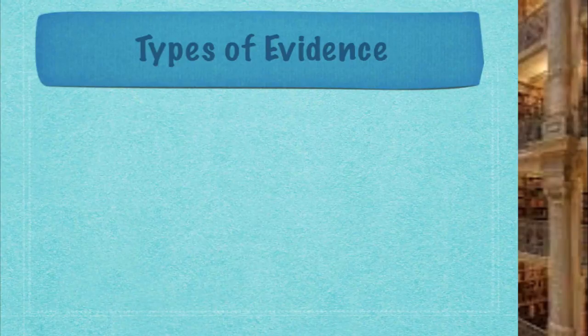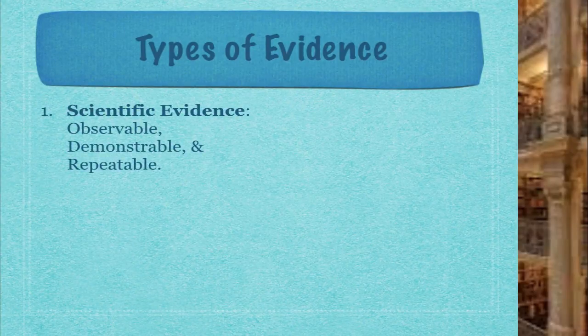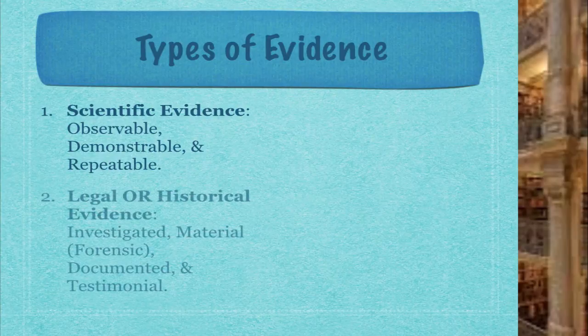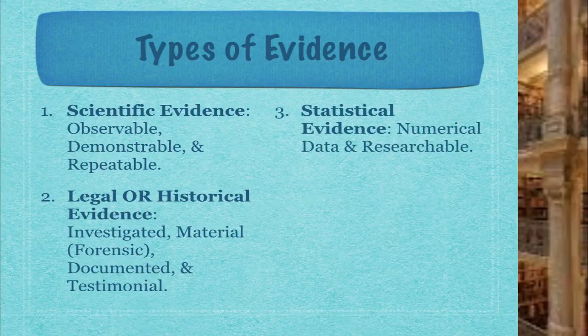All right, so what are some types of evidence you might encounter? Well, there's scientific evidence, things that are observable, demonstrable, and repeatable. That's what good science is all about. There's legal or historical evidence, both very much the same. They're investigated. They look at material or forensic evidence, documentary evidence, and testimonial evidence. So all of those really fall within the category of legal or historical evidences. Then there's statistical evidence, which is really numerical data or researchable type evidence.